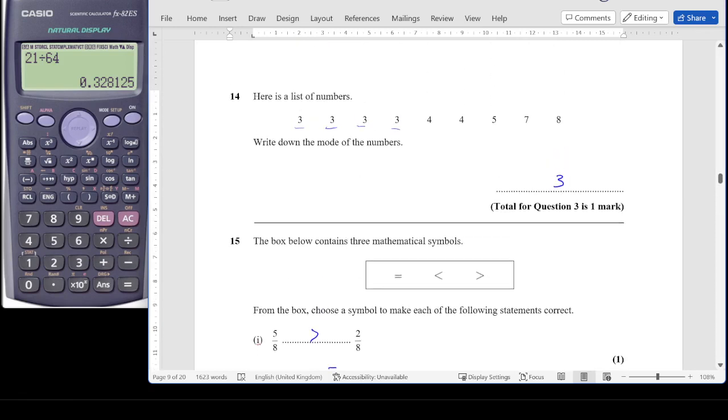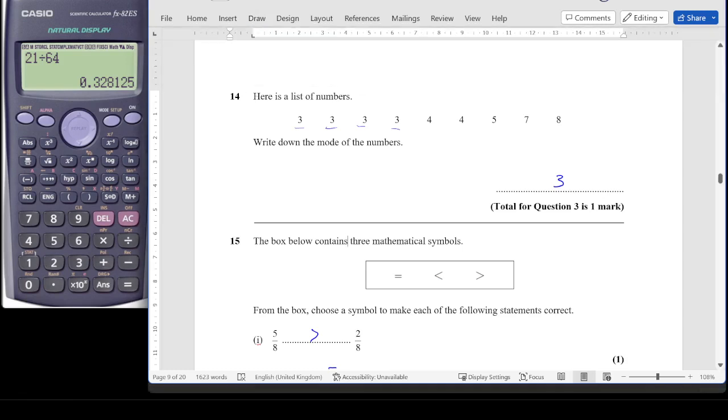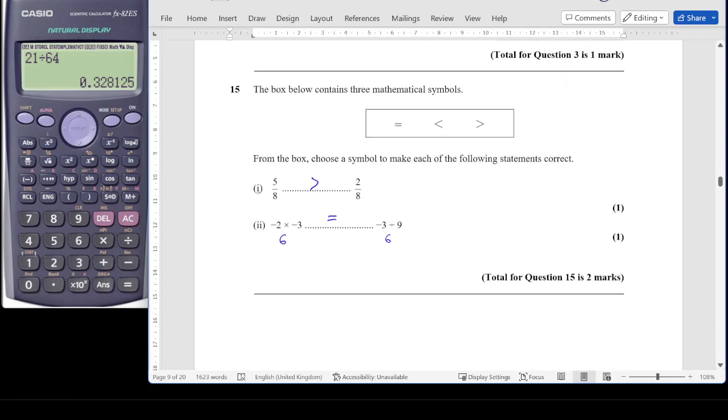Okay, and the mark scheme then suggests we have got, which question was this? 14. B1 for 3. And then for the second one, it's just B1 for each. So B1 for that symbol and a B1 for that symbol.